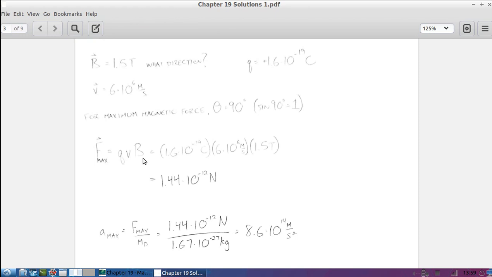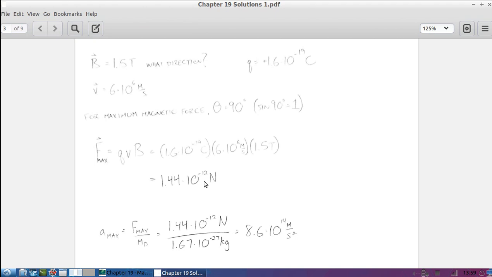So it says it's a proton. It's positively charged, 1.6 times 10 to the negative 19 coulombs. I'm given the velocity and the magnetic field. All I have to do is calculate QVB, and that's the maximum magnetic force. I could call that piconewtons, right? If you remember from last chapter, 1.44 times 10 to the negative 12 newtons.